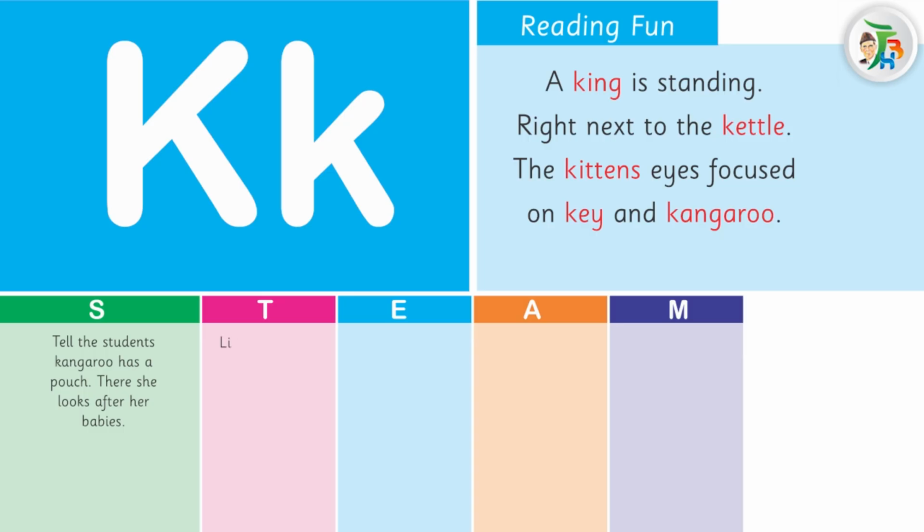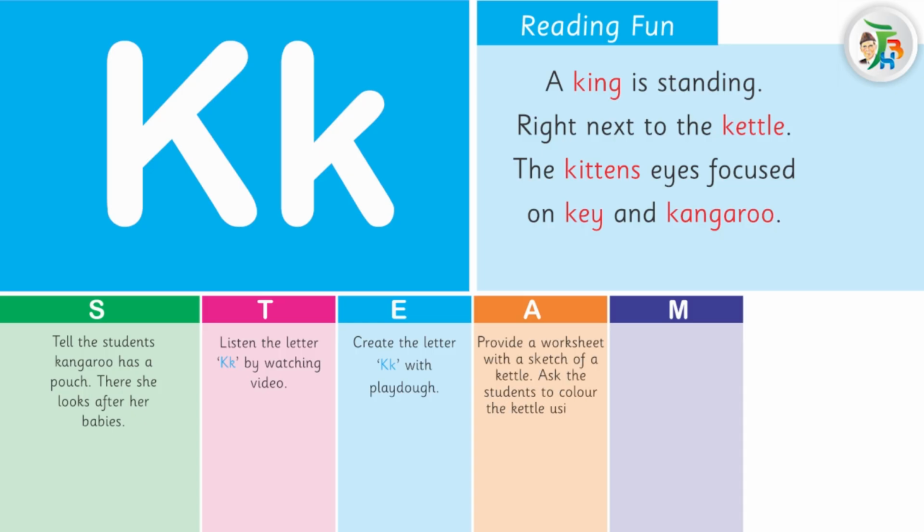T. Listen to the letter K by watching video. E. Create the letter K with Play-Doh. A. Provide a worksheet with a sketch of a kettle. Ask the students to color the kettle using crayons.